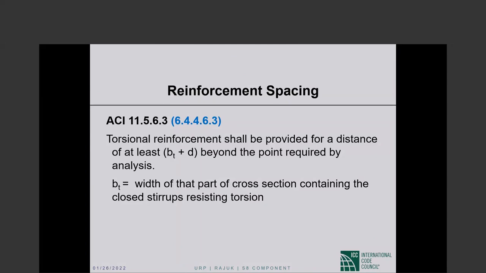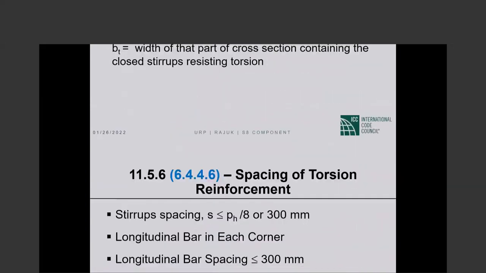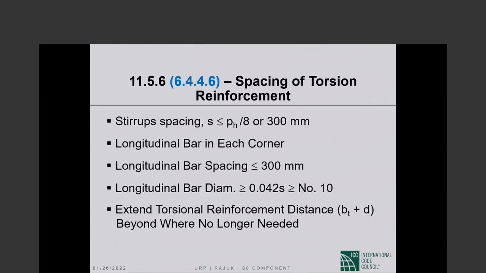B sub t is the width of that part of the cross section containing the closed stirrups resisting tension. Width of that part of the cross section. Okay. I think that is it.